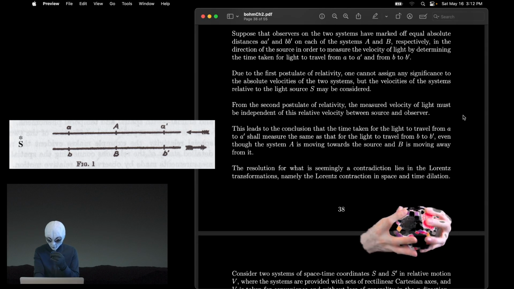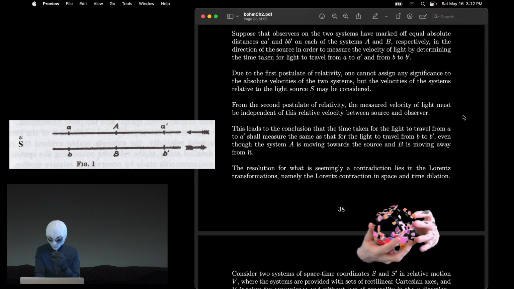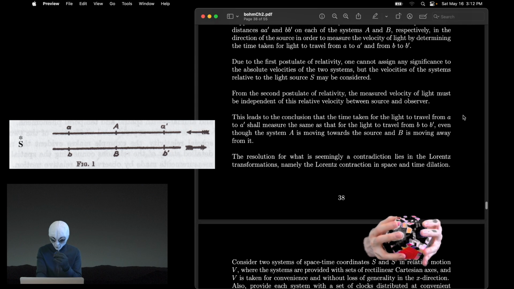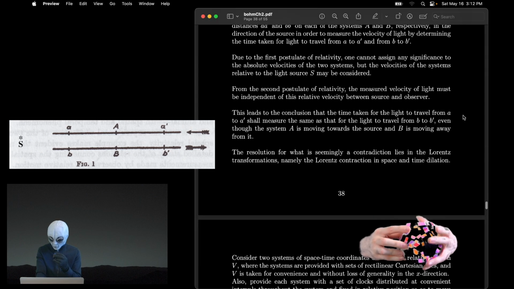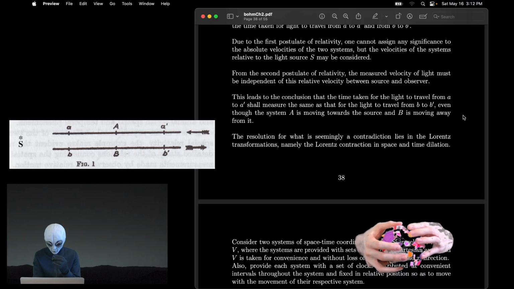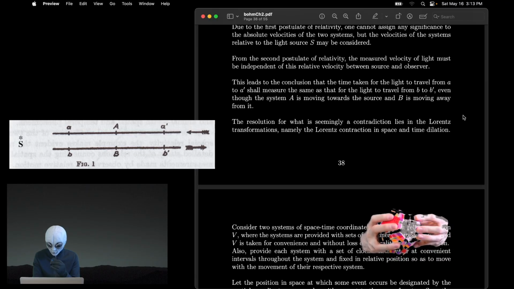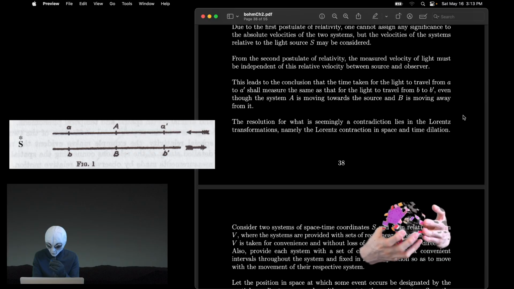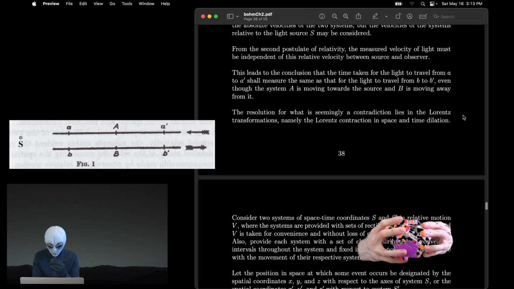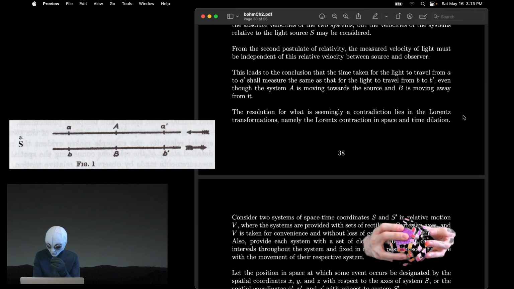Due to the first postulate of relativity, one cannot assign any significance to the absolute velocities of the two systems, but the velocities of the systems relative to the light source S may be considered. From the second postulate of relativity, the measured velocity of light must be independent of this relative velocity between source and observer. This leads to the conclusion that the time taken for the light to travel from a to a prime shall measure the same as that for the light to travel from b to b prime, even though the system A is moving towards the source and B is moving away from it.